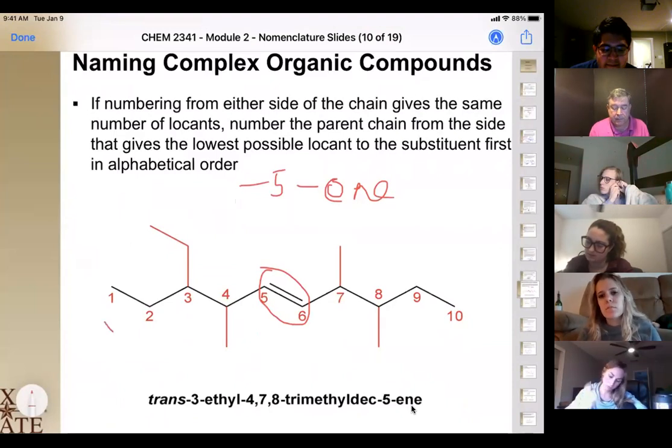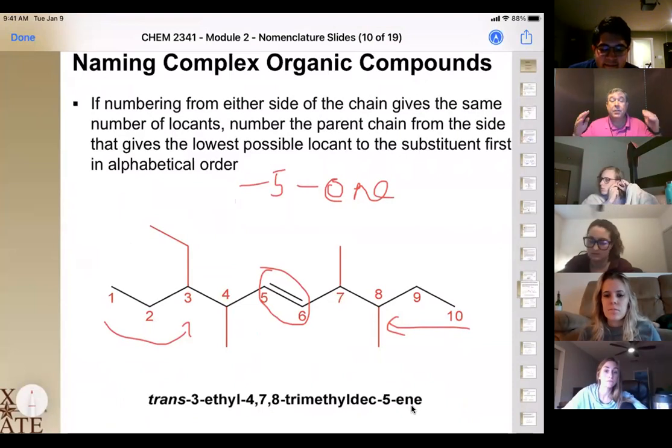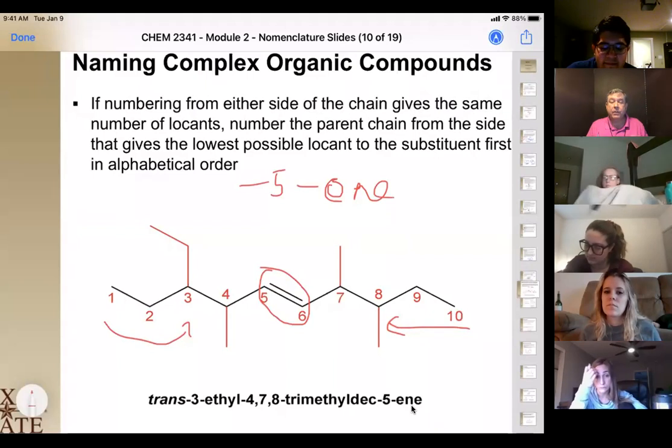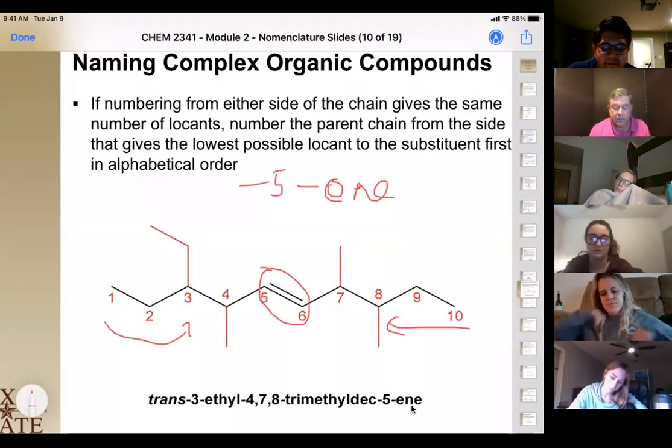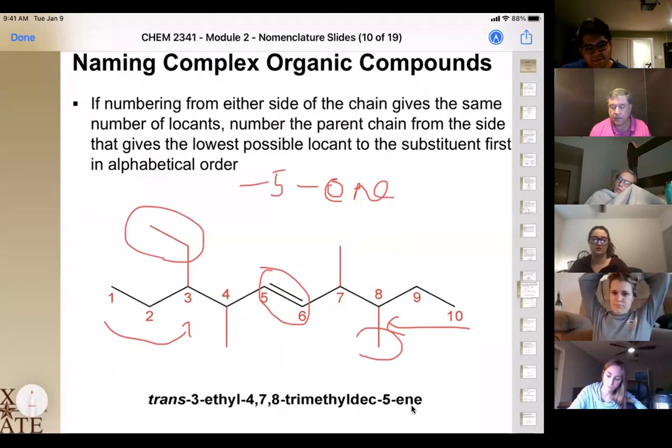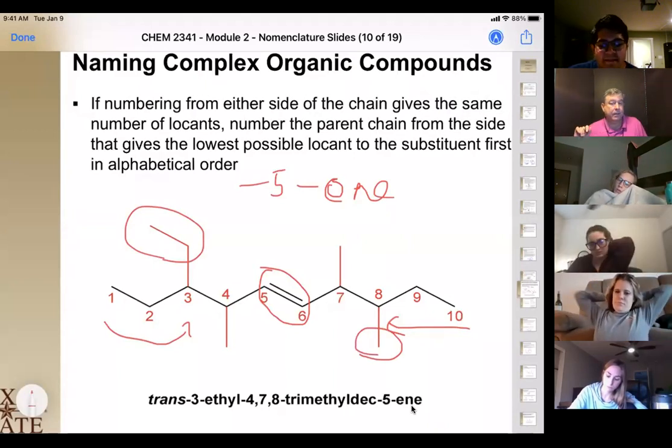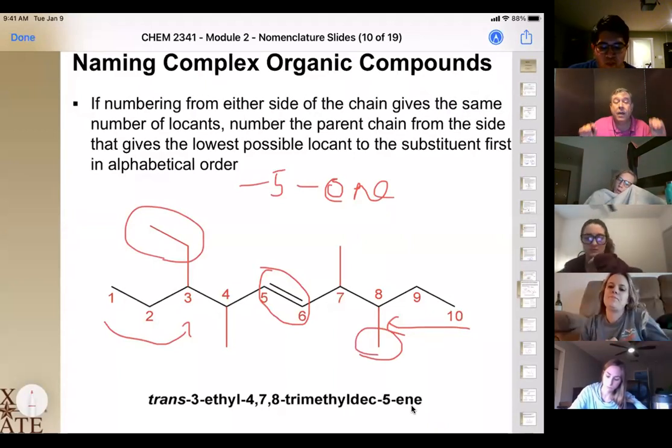And in this case, it would be 3 for this group and 3 for this group. So that doesn't tell us anything. So our rule is lowest number based on the functional group, the thing that changes the name. Lowest group on first substituent, unless they're the same. And if the substituents are still in that lowest number, we go by alphabetical order. So that means that the ethyl group is lower in the alphabet than the methyl group. Therefore, we number it from that side.